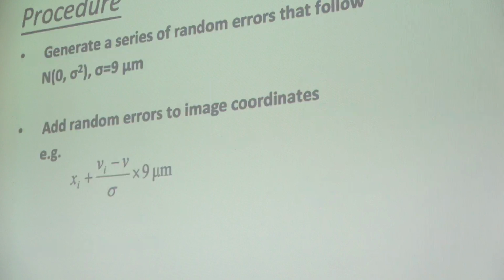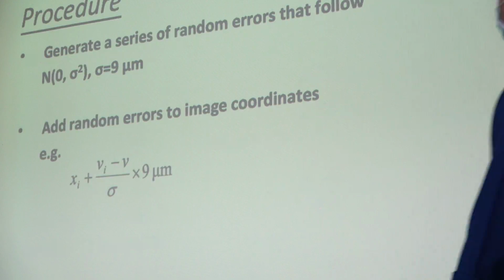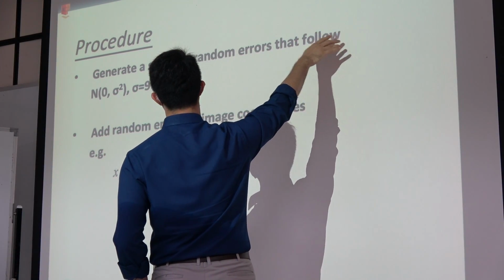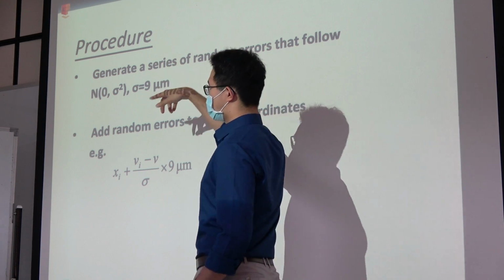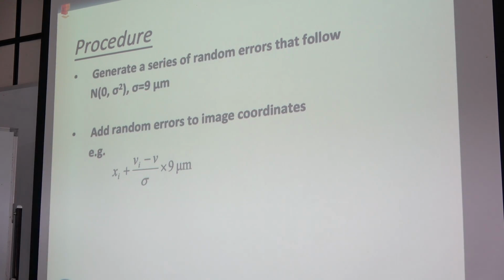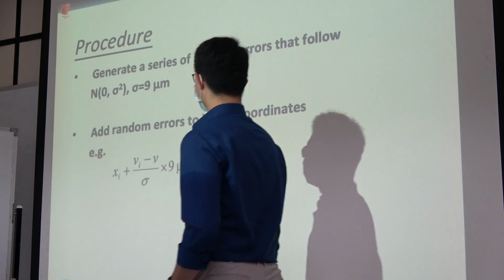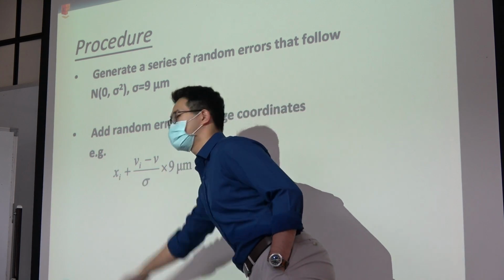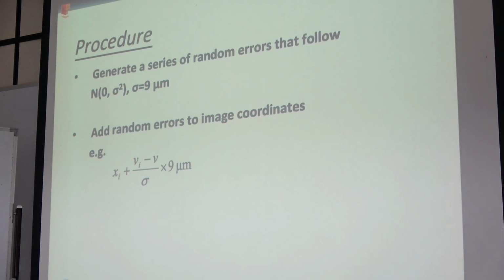Okay, good. As you can see, the procedure generates a series of random errors that follow this normal distribution. The next thing is to add the normal distribution to the image coordinates. Then you have the image coordinates with error. How to do that is just like this: just add the random number to the image coordinates. Directly add them. Okay, any question? Should be fine for this step, right?